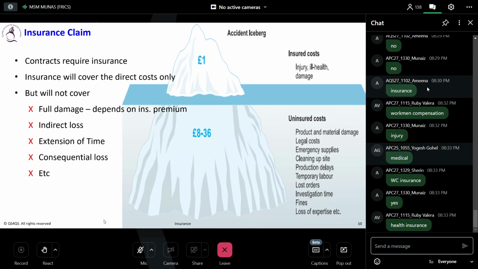Now let us understand what is not going to be covered. So let's say it's like an iceberg. Everybody keep the mic mute. I allow the time for you to discuss. Okay.